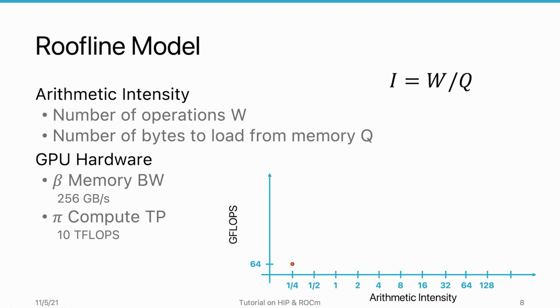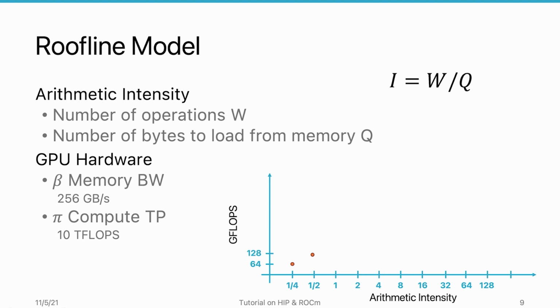For example, if we assume this GPU has a memory bandwidth of 256 GB per second and a computing throughput of 10 teraflops per second, we can start to draw points on this graph using GFLOPS as the y-axis. Assuming we have a workload with an arithmetic intensity of 1/4, that means for every 4 bytes of data, we perform one operation. In this case, which resource is bounding? It's actually bounded by the memory bandwidth. We can only load data at 256 GB per second, so the achievable gigaflops is only 64.